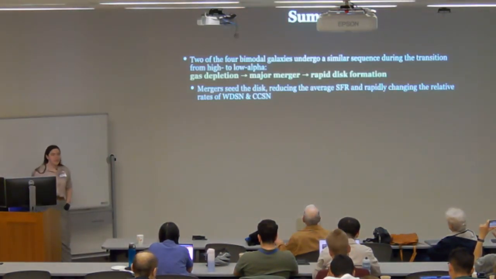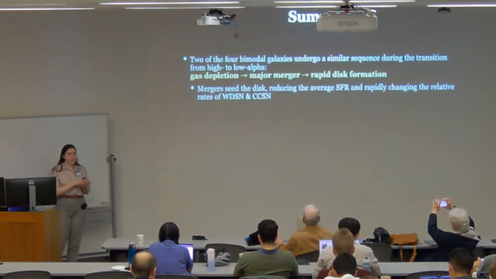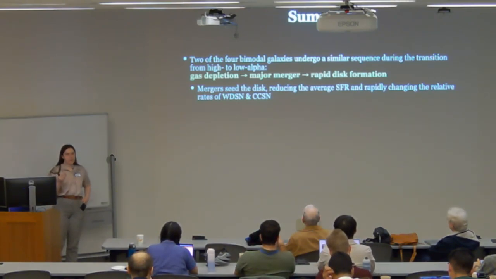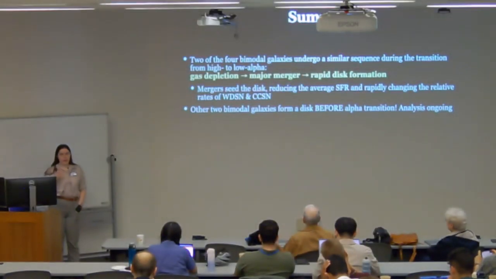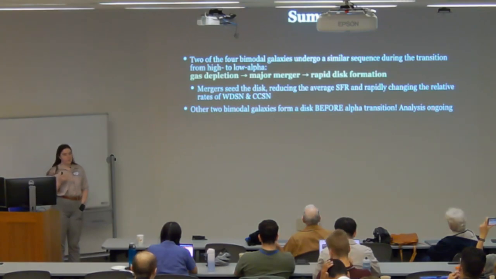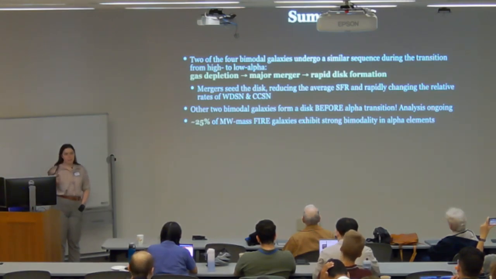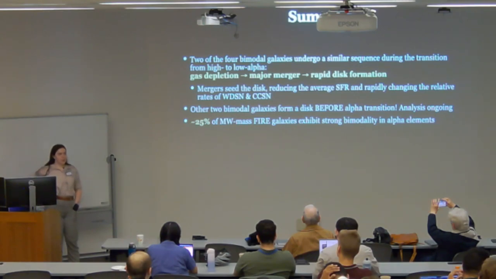So to summarize, in our first case, we have our story where the host galaxy is in a period of very low gas. A merger comes in and causes the sudden appearance of a disk, which slows down the star formation rate suddenly. And then the other 2 drop to low alpha after the disk has already formed, which I'm still looking at. And then also that we find about a quarter of these galaxies have this feature, at least a strong version of these features. There are more that are borderline. So it's not common, but it's not rare.